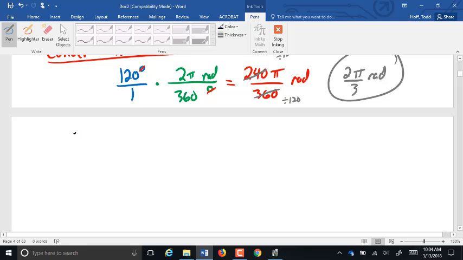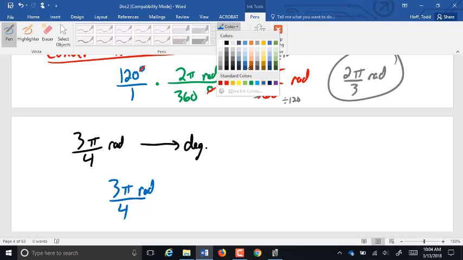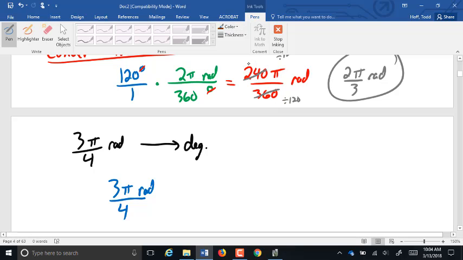Let's say I have 3 pi over 4 radians, and I want to convert that into degrees. Well, we're going to take the 3 pi over 4, and I'm going to put the radians up in the numerator. Because most of the time our radians are given as a fraction, I don't have to put it over 1. I can just use the fraction form that's already there. Now in my conversion factor, where are radians going to go? Bottom, so they cancel out. So degrees will go on top. 360 degrees is 2 pi radians.